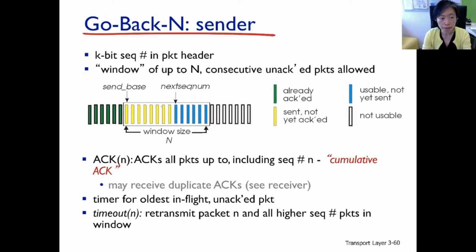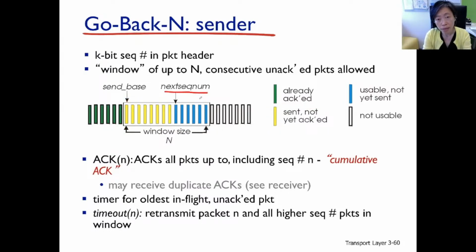Just to make sure it's clear, send base is the variable in the Go-Back-N sender that always points to the base of the sending window, which means it's always the first yellow packet's sequence number. So send base will only be changed when the first yellow packet is acknowledged and turned green. Send base can no longer point to a green packet, so it needs to be moved to the sequence number of the first yellow packet now. And you see the window is sliding over by one.